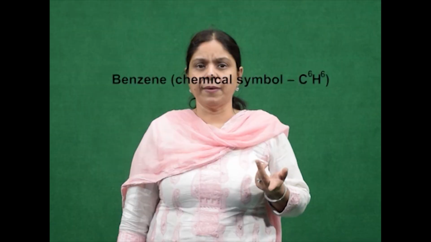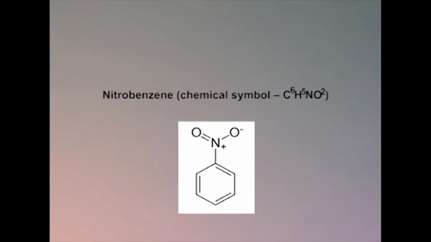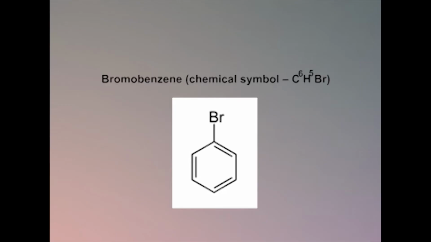0.876 grams per cc. Then comes nitrobenzene with the symbol C6H5NO2. It is a water insoluble and pale yellow oil with an almond-like odor, having density of 1.20 grams per cc. It freezes to give greenish yellow crystals. Then comes bromobenzene with the symbol C6H5Br. It is an aryl halide formed by electrophilic aromatic substitution of benzene using bromine.